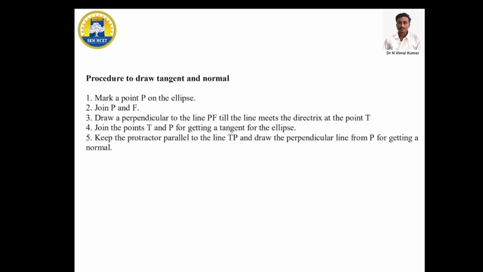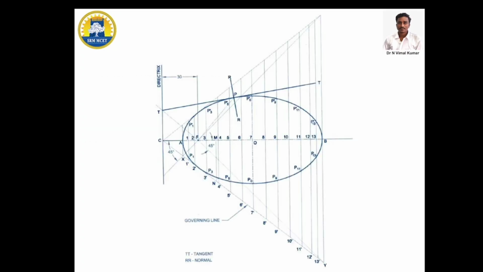So this is the procedure. Mark a point P on the ellipse, join P and F. Draw the perpendicular to the line PF till the line meets the directrix at a point T. Join the points T and P to get a tangent to the ellipse. Keep the protractor parallel to the line TP and draw the perpendicular line from P to get the normal. So this is the sample ellipse problem from this procedure.